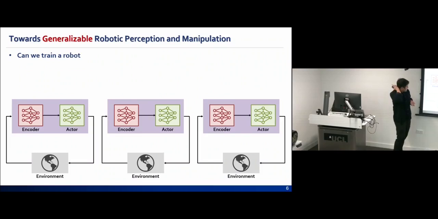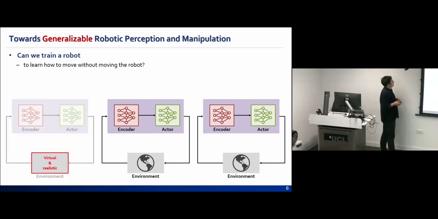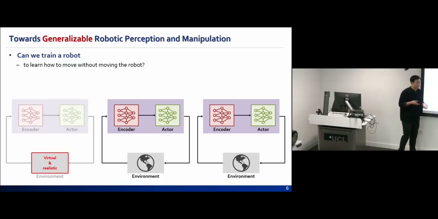So today I will go through 3 different topics that we have done last year. And we try to answer 3 research questions. The first one is, can we train a robot to learn how to move without moving the robot? The reason that we chose this topic is because me and my students' research background is more on the computer vision side. So we still feel scared to move the real robot because it breaks down and also it delays our research quite a lot.